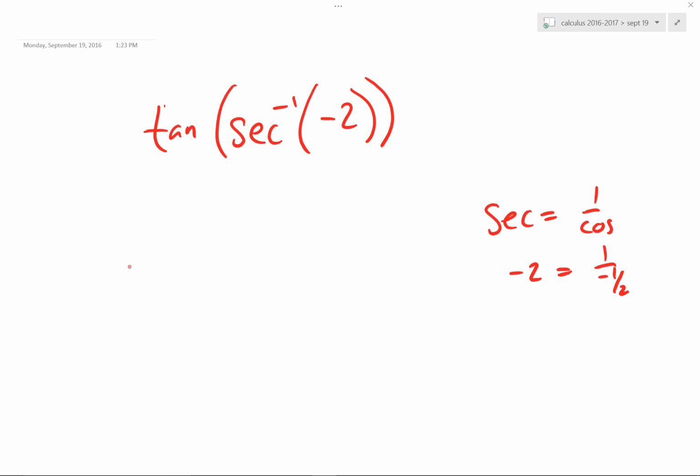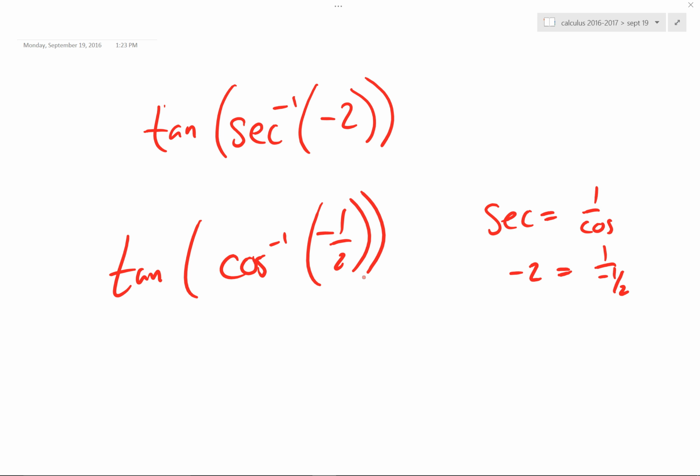So another way to write this would be the tangent of the inverse cosine of -1/2. What angle has a cosine of -1/2?